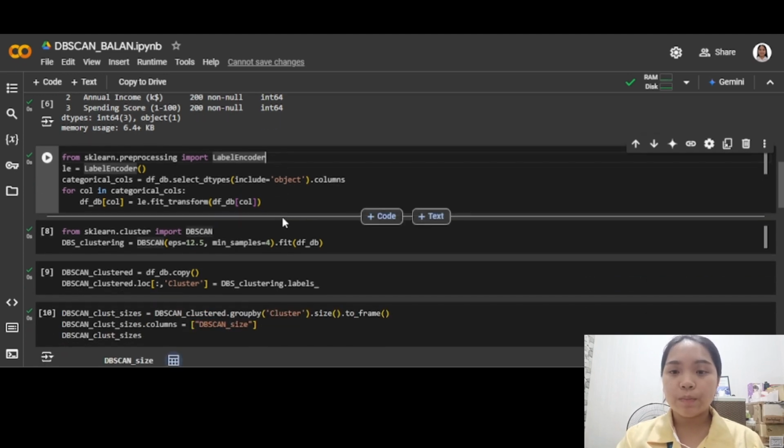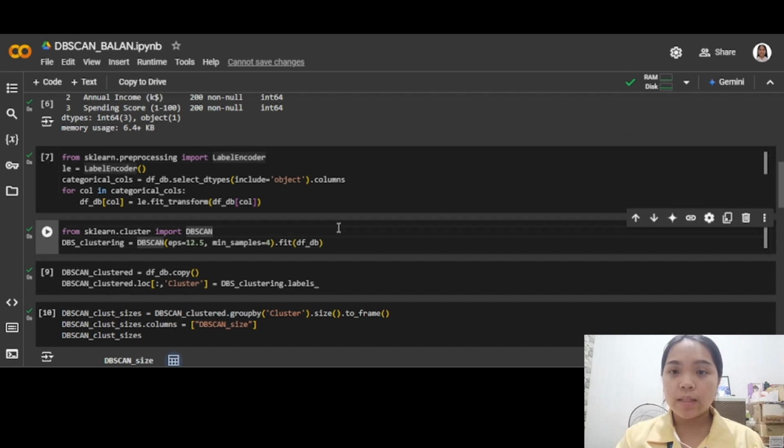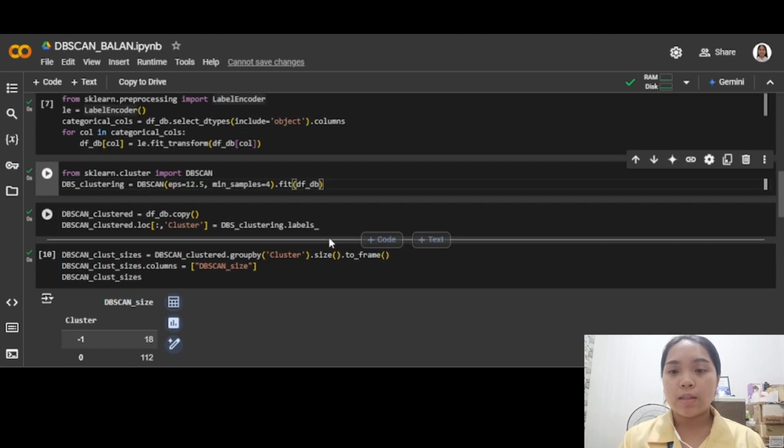algorithms. Now, these lines import a clustering tool, which is the DBSCAN, and use it to find groups in our data, which is the df_db, based on how close the data points are to each other. The eps and min_samples settings control how the algorithm determines what constitutes a cluster.